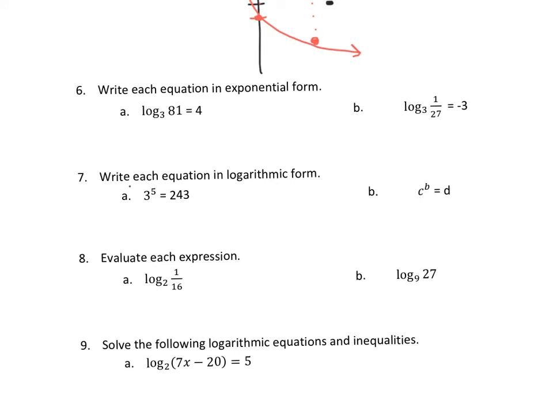Changing forms, if I have a log form and I'm changing to exponential, I have the base. So my base here is 3. The log equals 4, and the log is an exponent, so the exponent has to be 4. So it would be 3 to the 4th is 81. Another way to look at this is to begin with the base, go counterclockwise. If you do that, it'd be 3 to the -3 is 1/27.